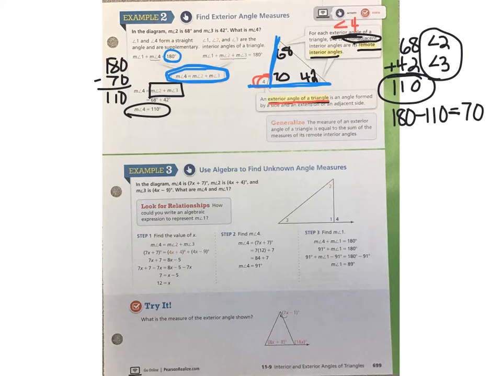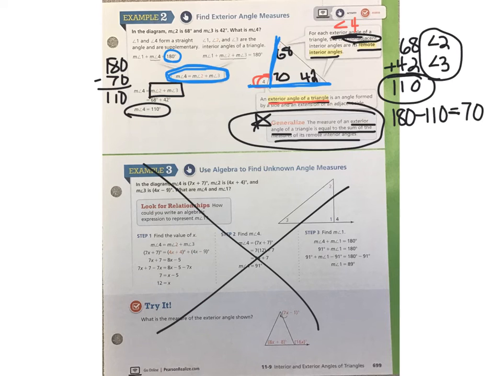In other words, angle 4 is going to be the sum of the two angles of the triangle that are not attached to it. So angles 2 and 3 are not attached to angle 4, they're non-adjacent, and they form that sum. So the general rule is the measure of an exterior angle is equal to the sum of the measure of the remote interior angles. We're going to go ahead and skip example 3 and that try it and move on to some practice work.